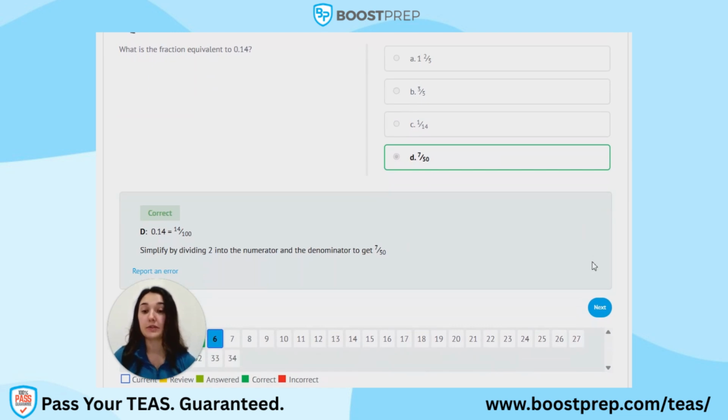So in order to do this, you have to simplify it. You do 14 over 100 to give you the full fraction, and then you divide the numerator and the denominator, which gets you down to 7/50. So 14 divided by 2 is 7, and 100 divided by 2 is 50.